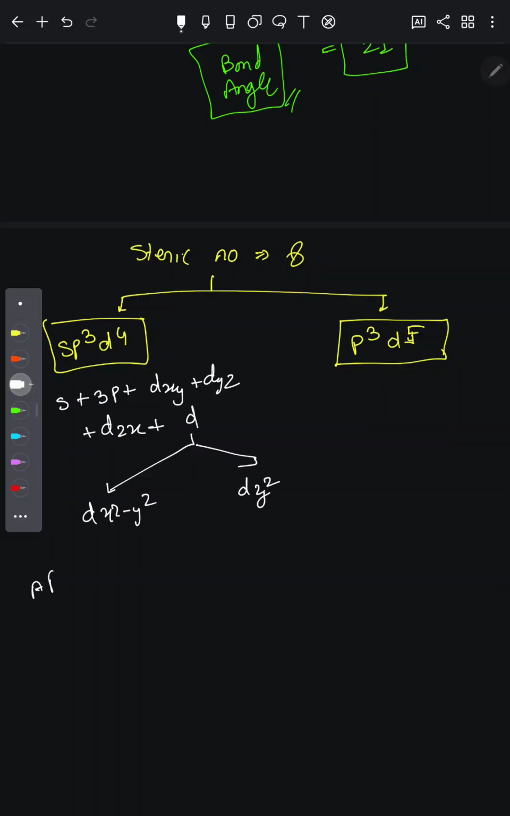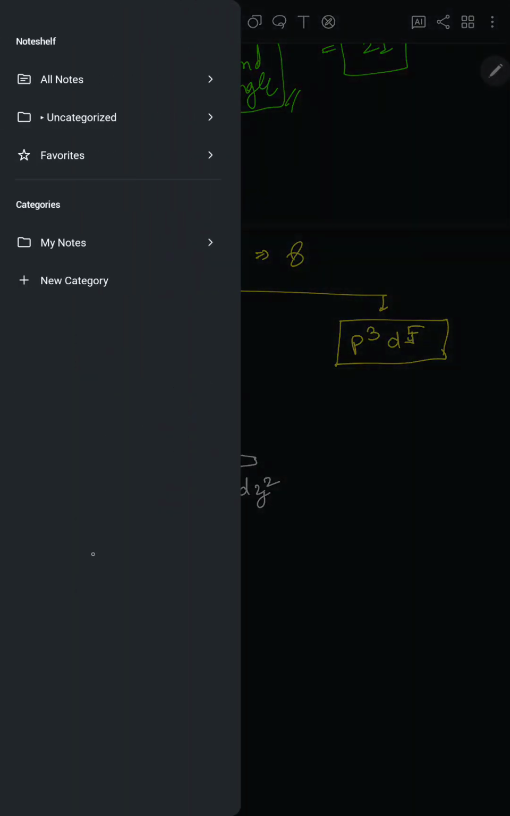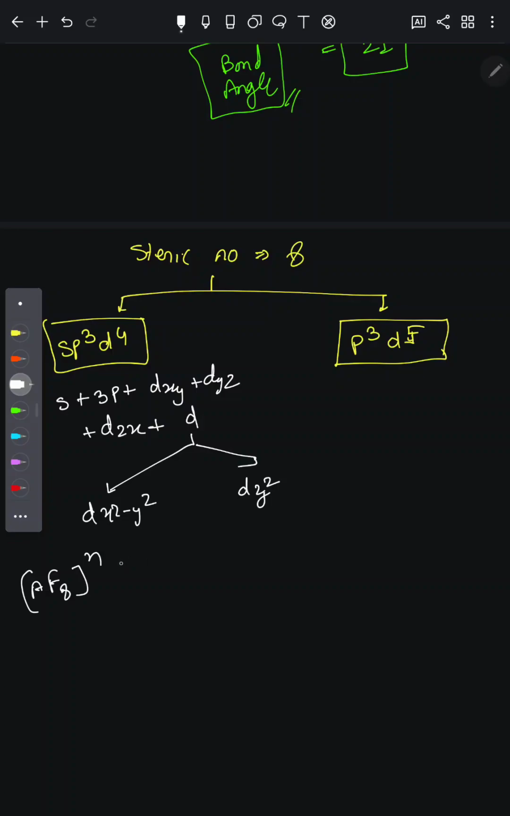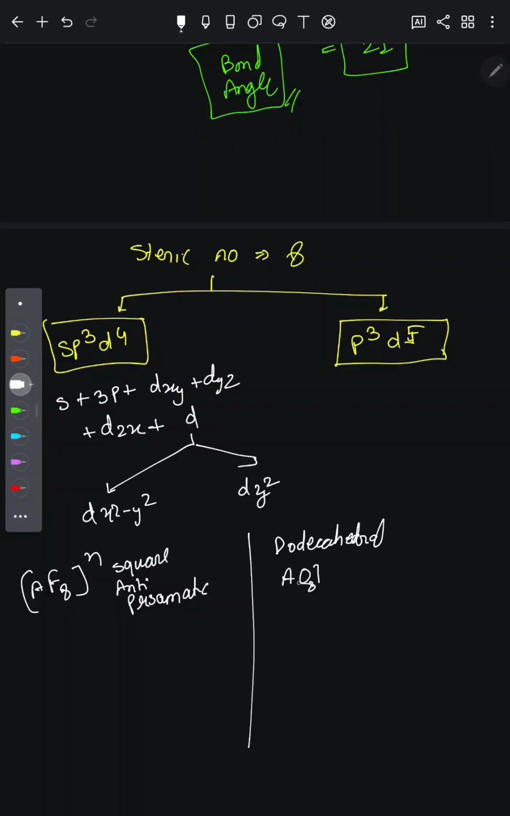So here, AF8, or the square anti-prismatic, and dodecahedral, which is AO8 minus n, which is equal to Mo(CN)8 minus 4. So this is the structure of this kind of steric number, which is very rarely seen.